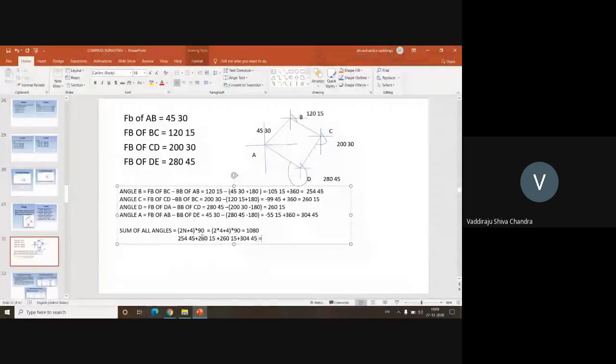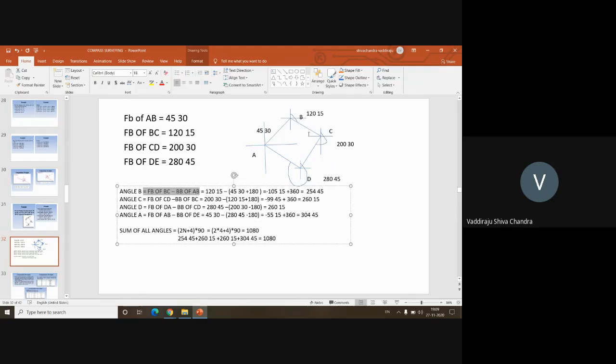I hope you got the same answer, 1080, right? Yes, sir. So this is how you need to solve. It's very simple. Keep one equation in mind: forebearing of the forward line minus back bearing of the previous line. If you want to determine angle B, you are taking forebearing of BC and back bearing of AB. So whenever you want to determine an angle, subtract the back bearing of the previous line from the forebearing of the forward line.